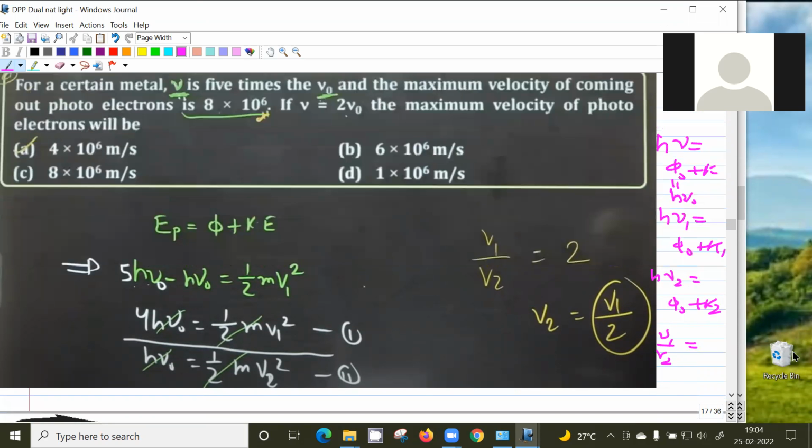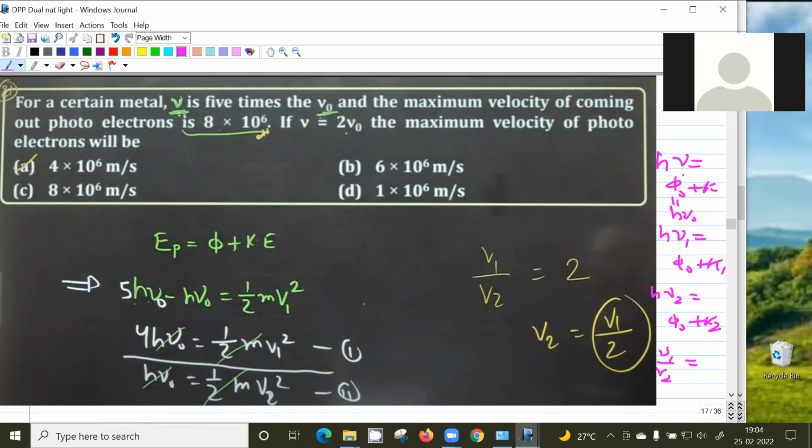So the important thing to realize here is h nu equal to phi naught plus k, and nu is given in terms of nu naught. Okay, in two cases, and phi naught is nothing but h nu naught. This is the important thing to realize. So once you know that, you will get the answer. Yes, sir.